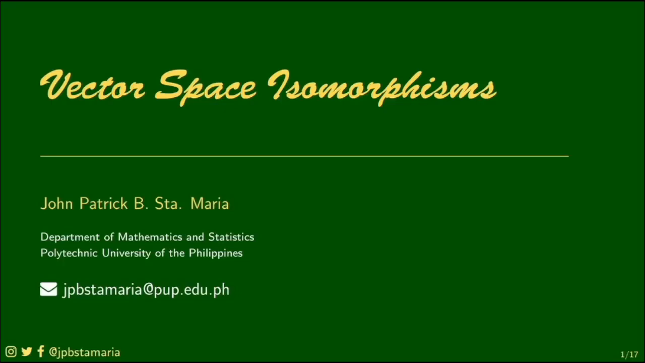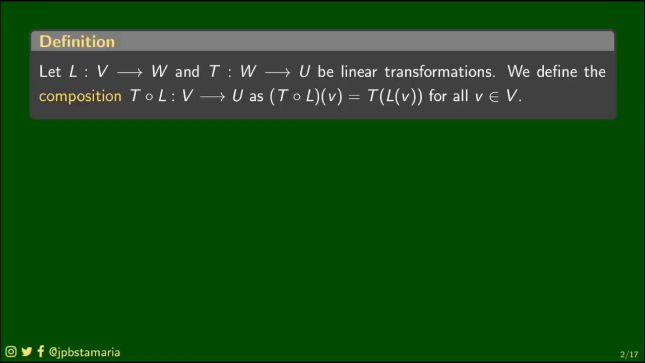In this lesson, we are going to learn about a specific type of linear transformation called isomorphisms. Isomorphisms are basically linear transformations which have inverses. And when we say that a linear transformation has an inverse as a function, it means that the linear transformation can be reversed or can be undone.